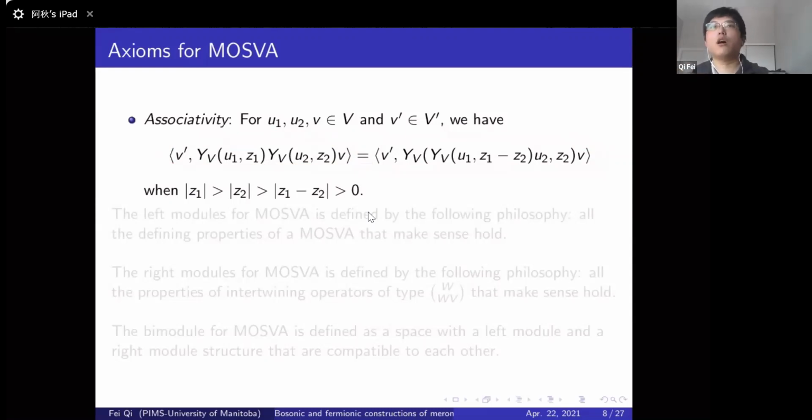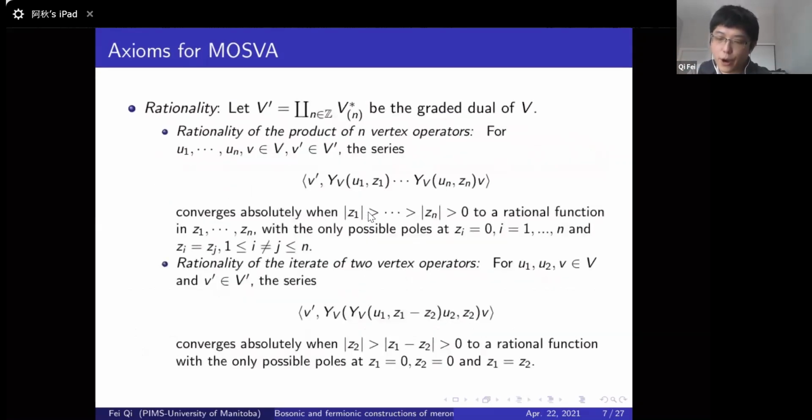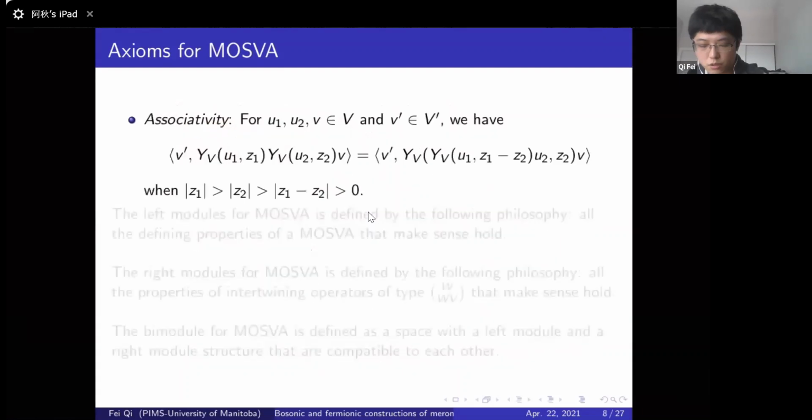So you could see that we skipped commutativity. So one remark is we require n vertex operators because there's no commutativity. When there's no commutativity, starting from two vertex operators, you cannot prove the rationality that easily. So you need to assume the convergence of this, because that has to be proved with actual conditions. Okay, so these are the axioms for the algebra.